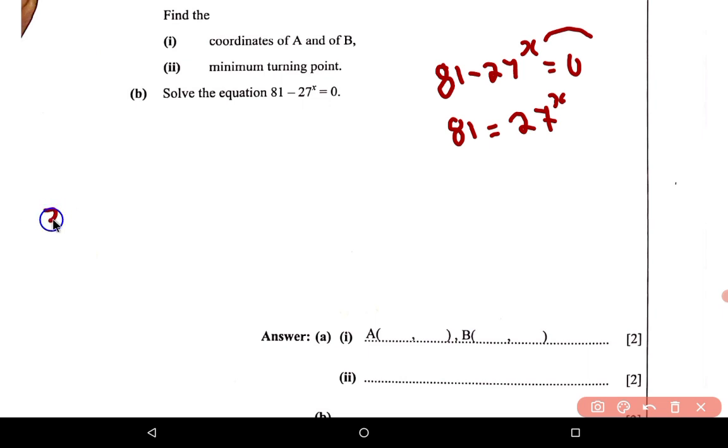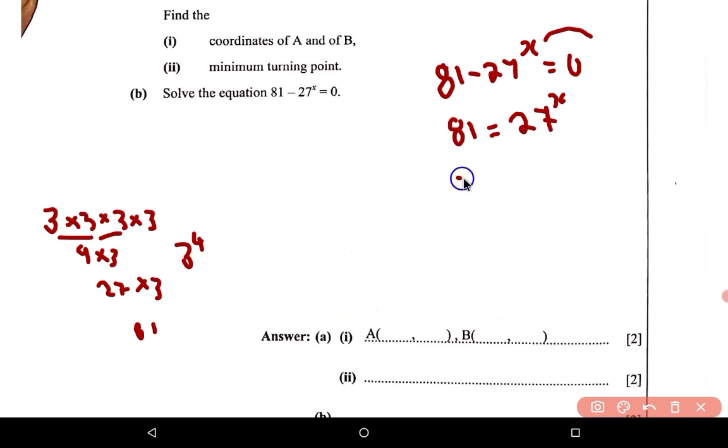Let's see, 3 to the power something that will give us 81. Let's see, 3 by 3 by 3 by 3. What do we get? Do we get 81? 3 by 3, this will give us 9. Then 9 times 3, meaning this will give us 27. Then 27 by 3, that will give us 81. So, meaning when we say 3 to the power 4 is the same as 81, eh?